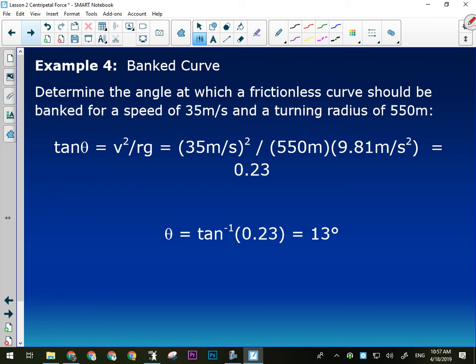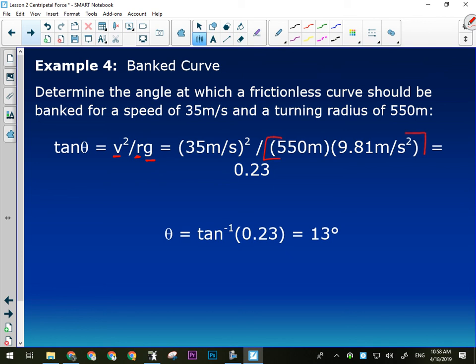Okay, so if we're looking at this one here, we want to determine the angle at which a frictionless curve should be banked for a speed of 35 meters per second and a turning radius of 550. So we have R, and we have V, and obviously we always know G is 9.81 unless we're told otherwise. All right, so we can calculate what theta will be. It'll be tan inverse of this whole formula. So 35 squared divided by 550 times 9.81.